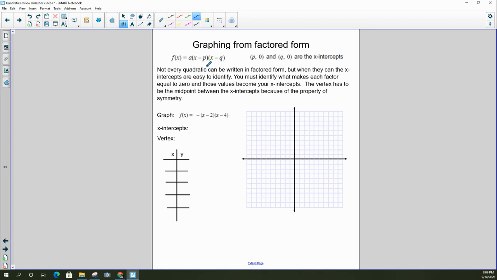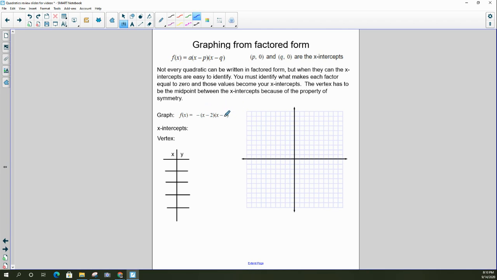Okay, but when it can and when p and q are integers, it's really easy to find. So we have f of x equals negative times x minus 2 times x minus 4. So right away, I know this graph is going to be going upside down. The parabola is going to be reflected over the x-axis because the a is negative. And I don't know my vertex, but I do know my x-intercepts.